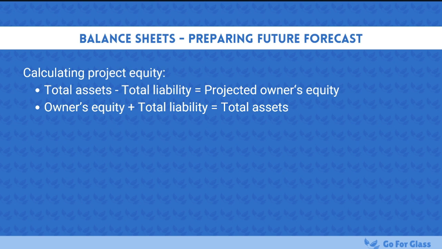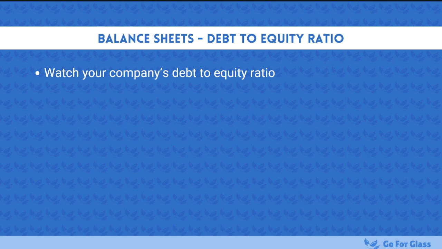Now, assuming you didn't come up with a negative net worth when subtracting liabilities from assets, we are left with the owner's equity. If you plug these 3 numbers back into the accounting formula, they should balance. Always double check your math here. That is very important. Next, you should know your company's debt-to-equity ratio like the back of your hand.